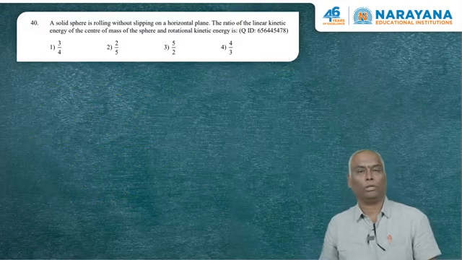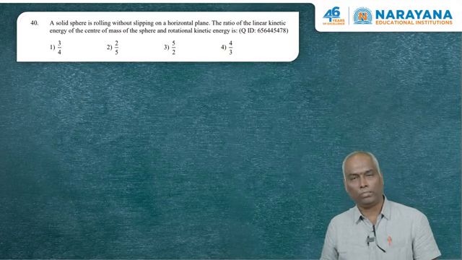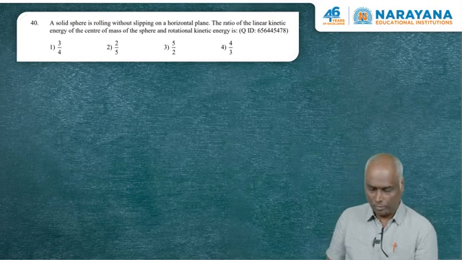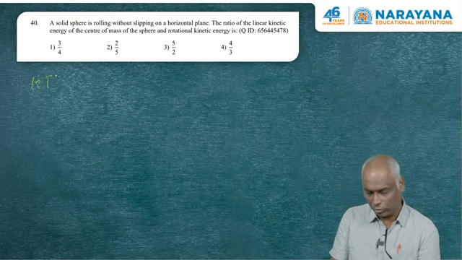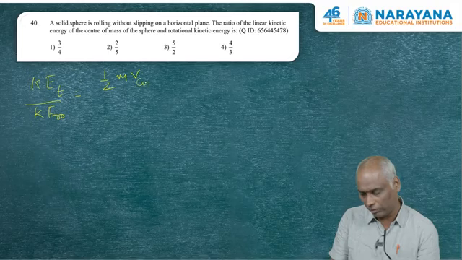Question number 40. A solid sphere is rolling without slipping on a horizontal plane. The ratio of linear kinetic energy of center of mass of the sphere and the rotational kinetic energy is given by. Whenever a body is rolling without slipping, the ratio of translational kinetic energy to rotational kinetic energy is given by translational kinetic energy, half m vcm square, whole divided by rotational kinetic energy, half I cm, the moment of inertia about center of mass, into omega square.